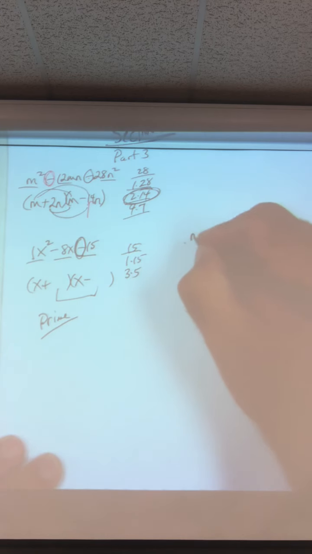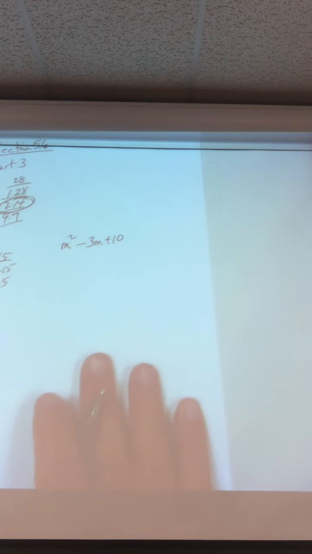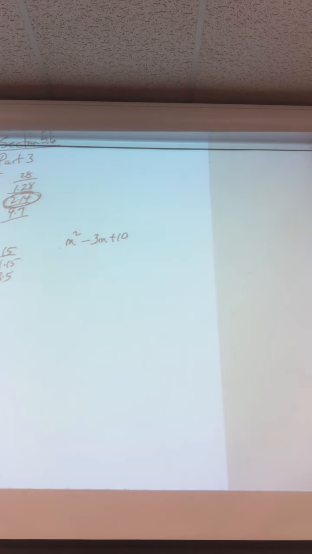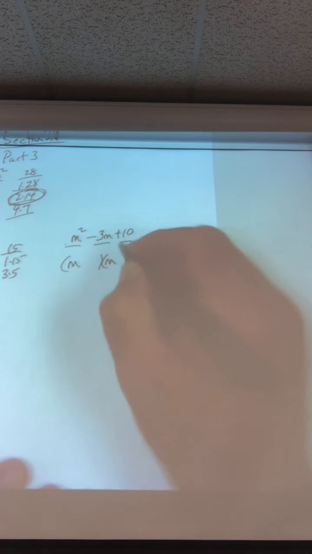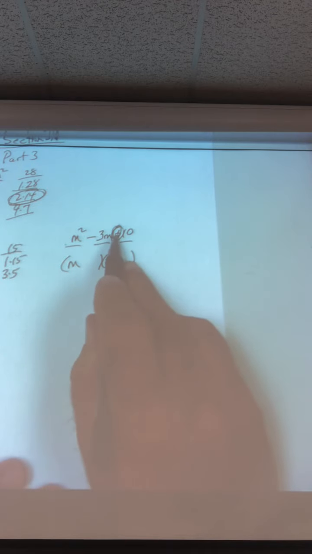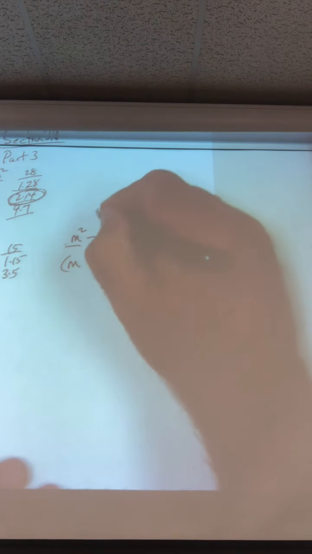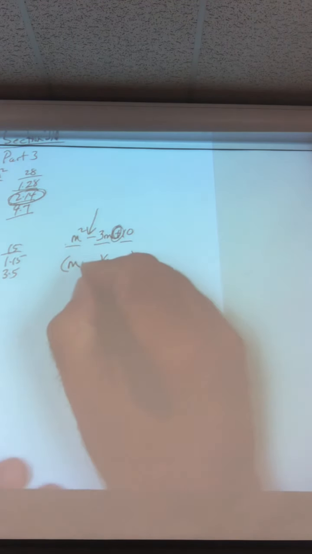Let's do another one. M squared minus 3m minus 10. Okay? Look for a GCF. There's not one. Do your two sets of parentheses. M squared is m times m. What does that tell me? Signs are the same. What does this tell me? They're both going to be negative.